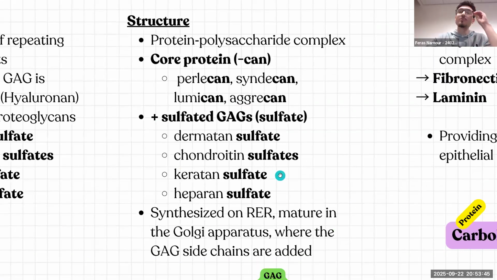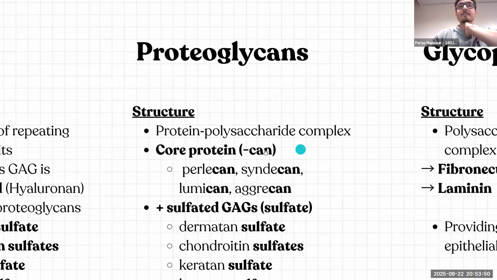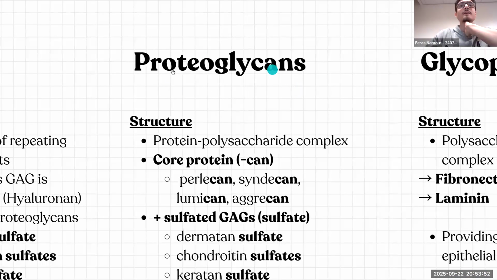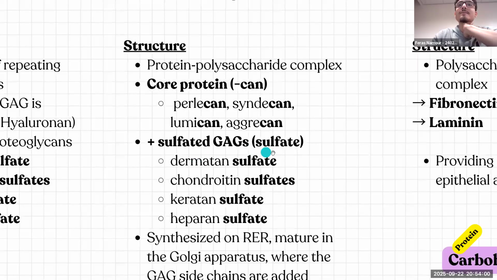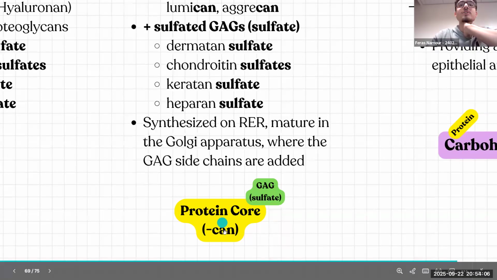This is a headache. Do I need to memorize all of this? Are you telling me I should memorize all of this? No. An easy way to memorize this: proteoglycan. So these are the cans. If you see a can, it's part of the core protein. And if you see a GAG, it's going to be a sulfated GAG. So our GAG here is sulfated, and my protein core is canned.